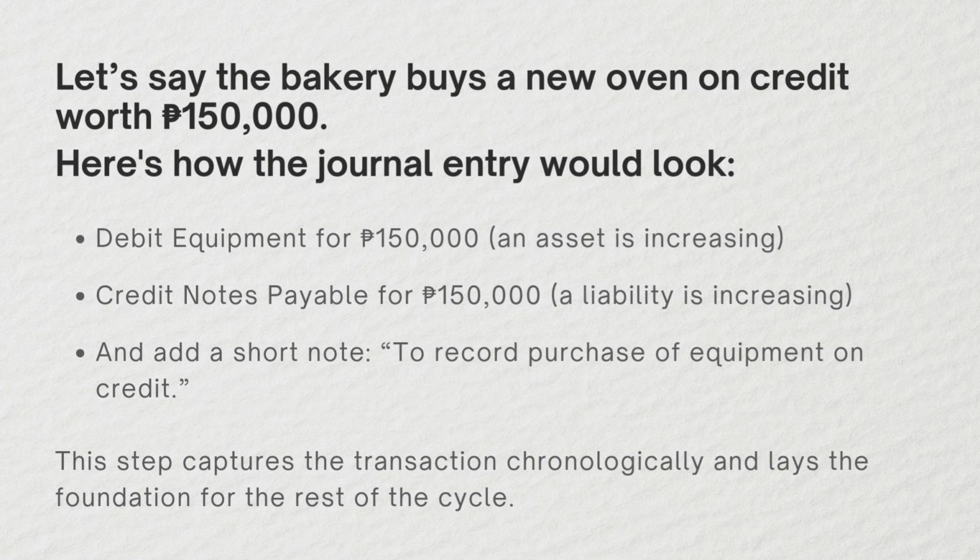Here's how the journal entry would look. Debit equipment for $150,000. An asset is increasing. Credit notes payable for $150,000. A liability is increasing. And add a short note to record purchase of equipment on credit. This step captures the transaction chronologically and lays the foundation for the rest of the cycle.